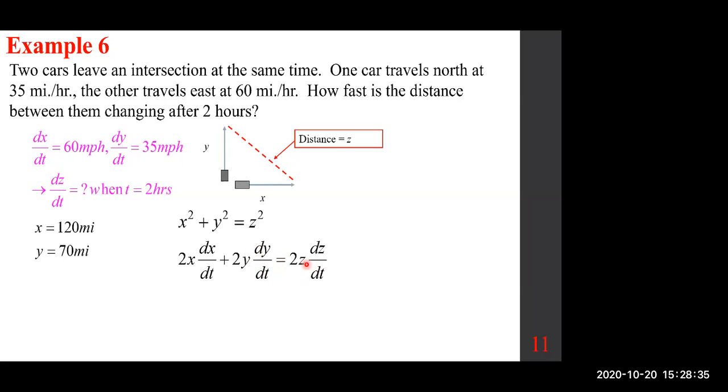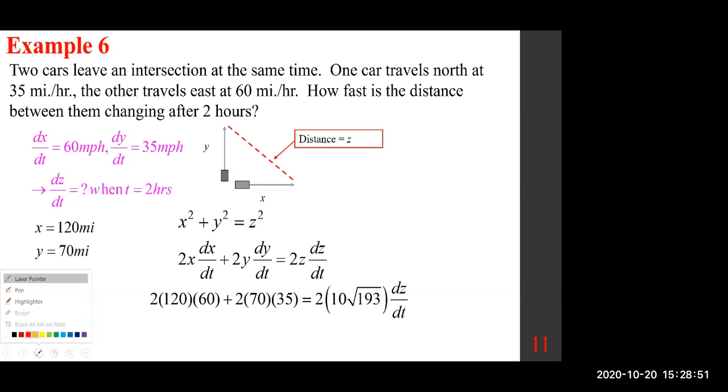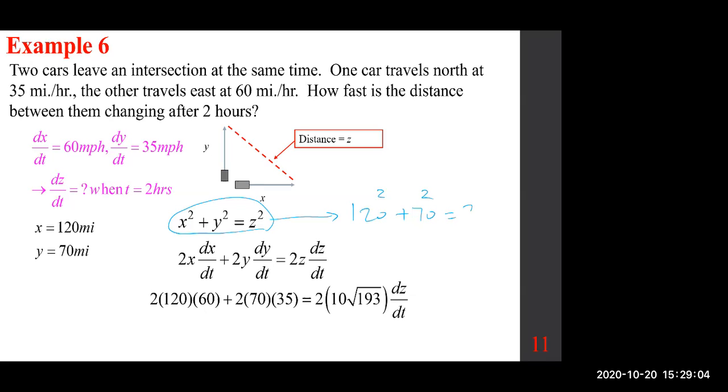Now the right side, what about z? For z, you have to plug in x and y to find z. Okay, class? And that means 120 squared plus 70 squared is z squared, and we find z this way.